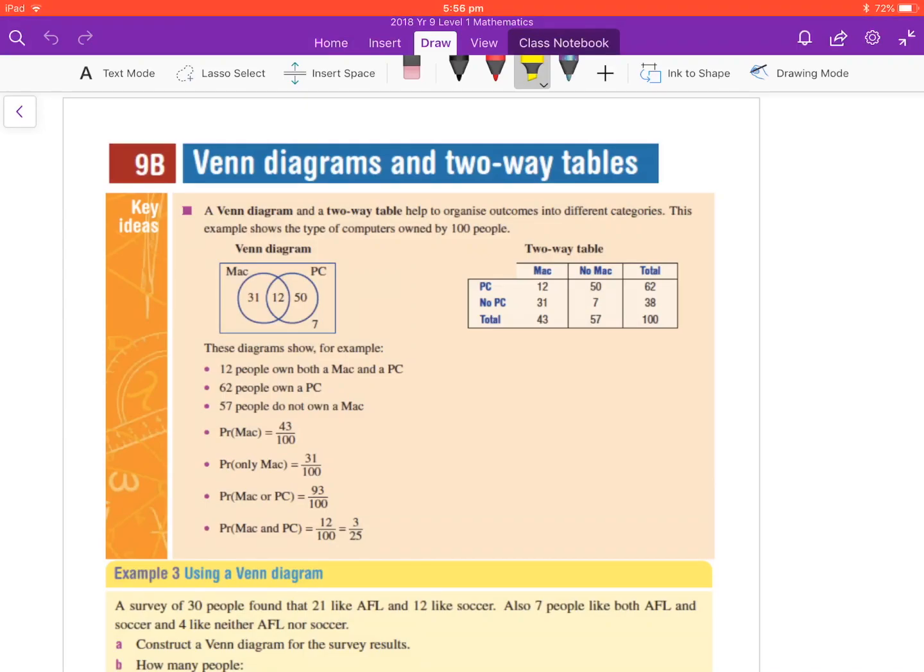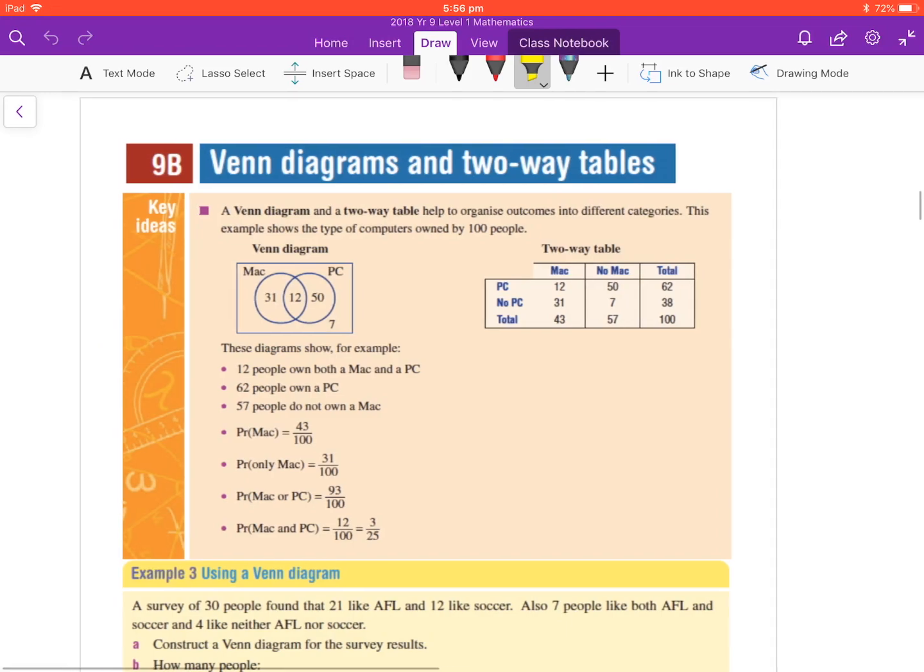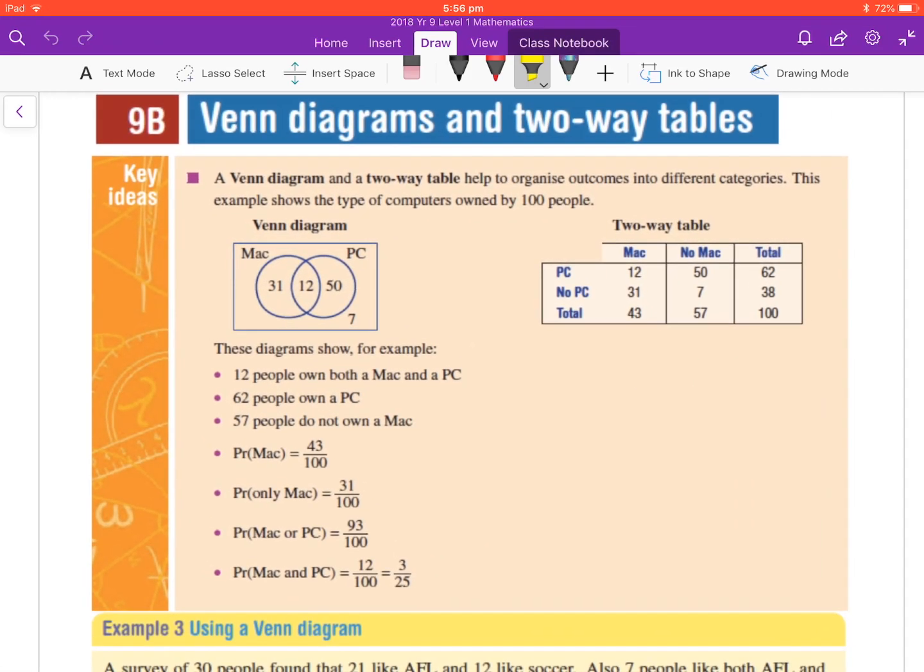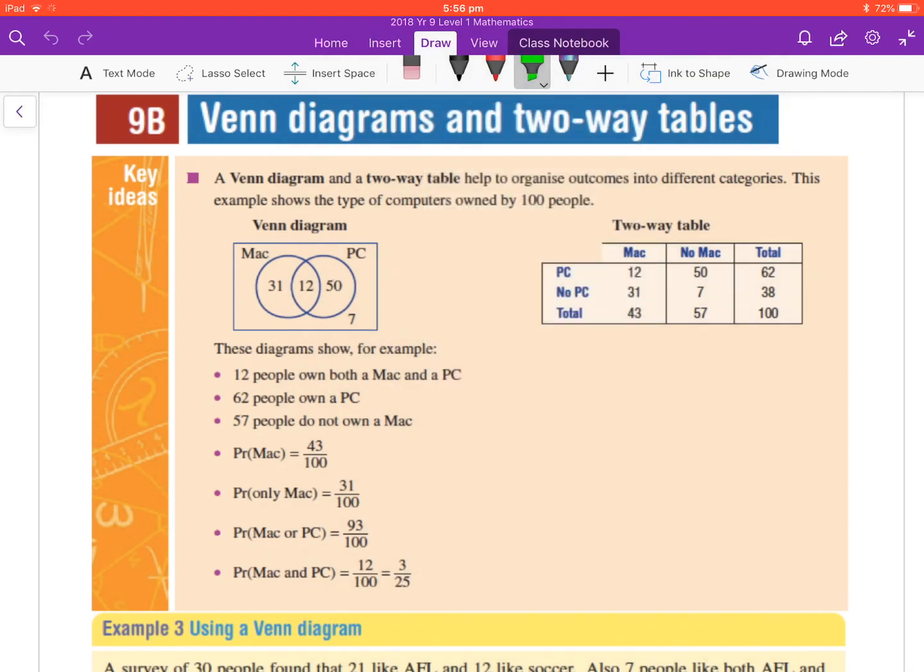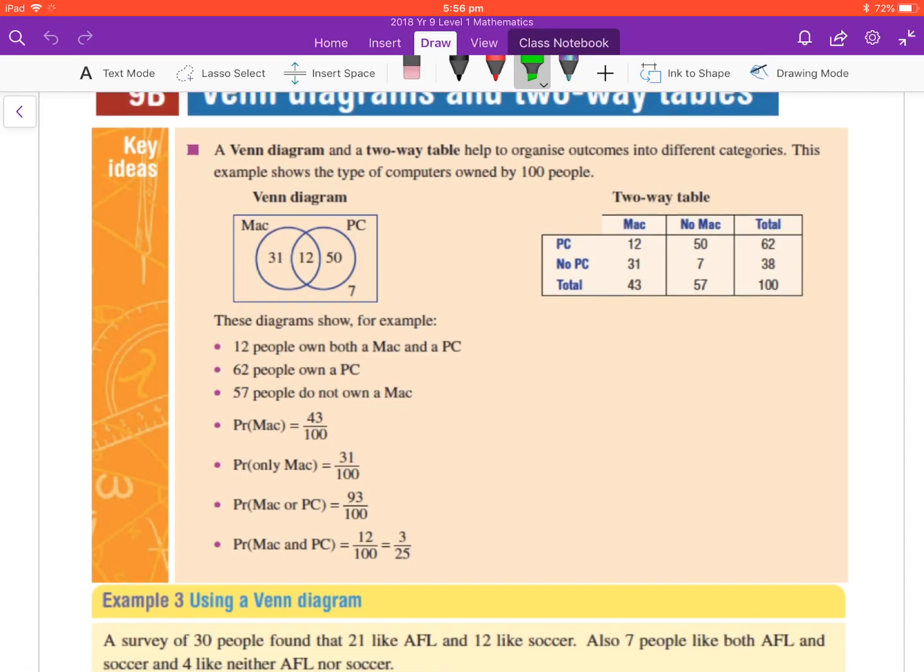Right, so today we're looking at Venn diagrams and two-way tables. So still looking at our topic now of probability. So just a couple of things we're going to be aware of when we're dealing with some language today. So Venn diagrams are when we have the two circles, as you can see below, and a two-way table is a table. It just helps us arrange and organise our outcomes and different categories.